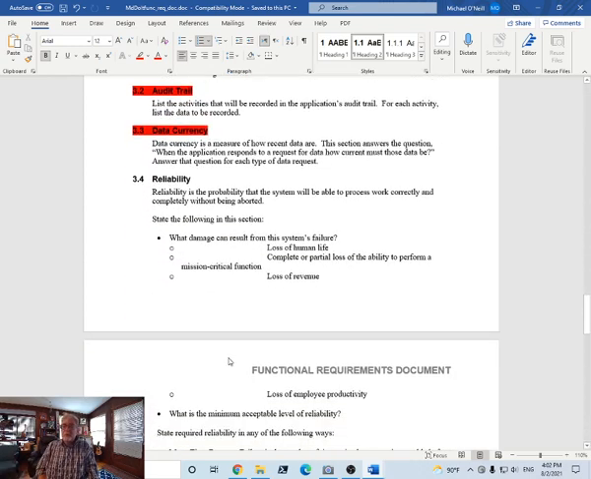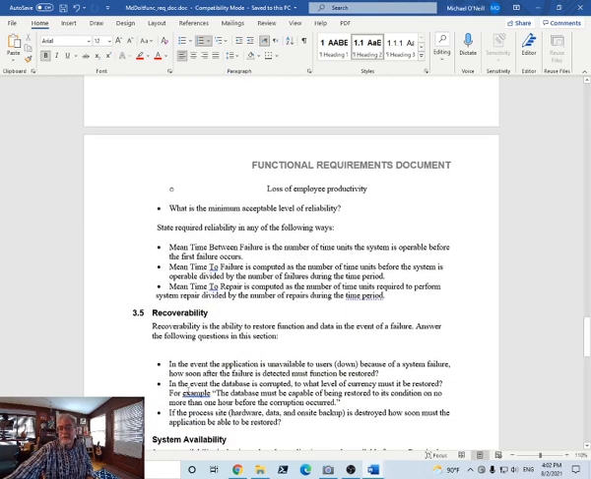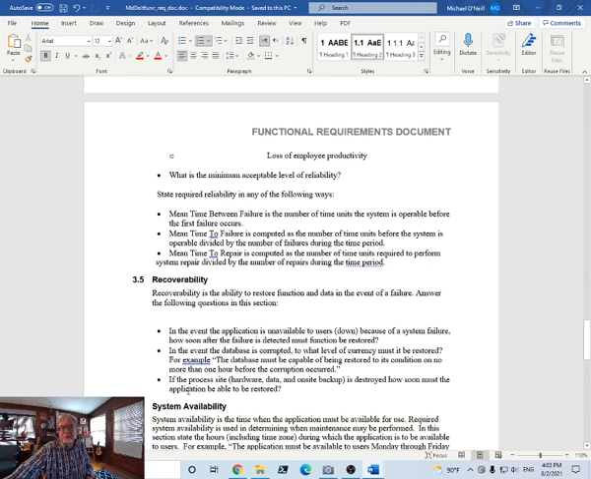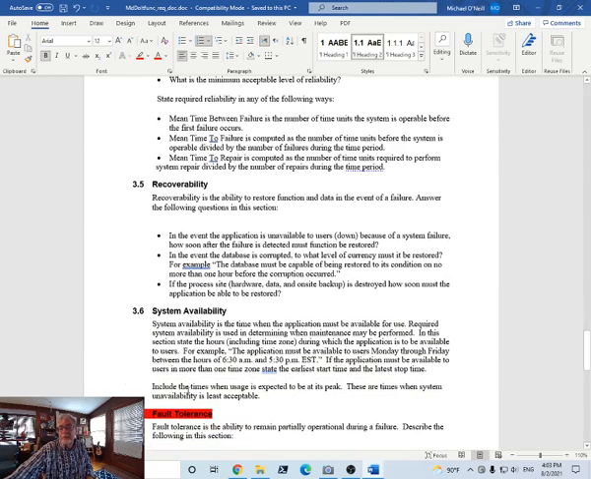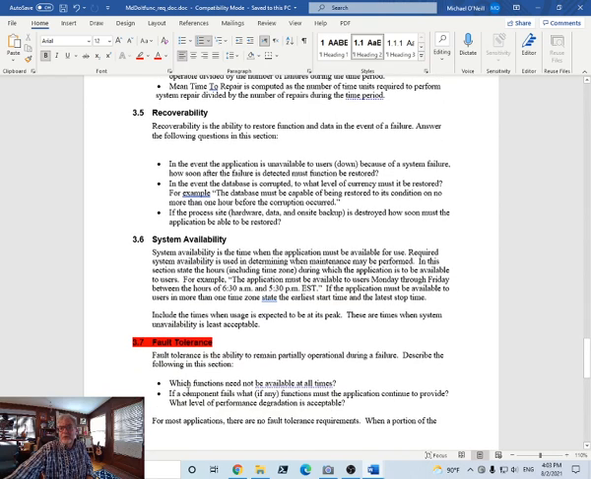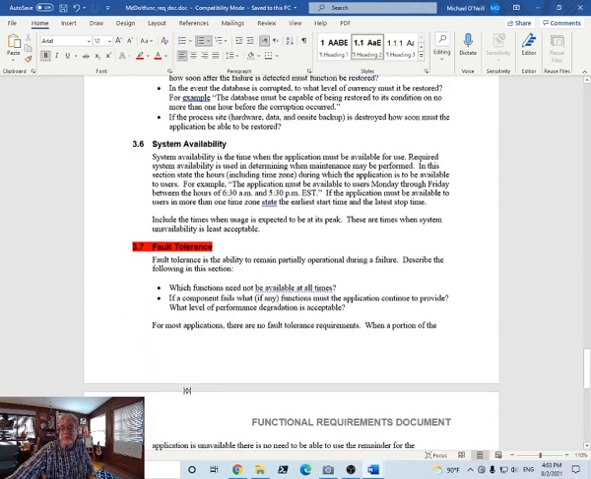Okay, reliability. What happens if your system goes down? How long can it go down? Okay, recoverability is how long do you need it to take to get your system back online if it goes down? Okay, system availability. Do you have something that's got to be available 24/7? Or something that only has to be available during normal business hours?